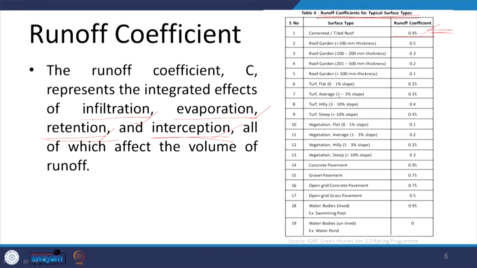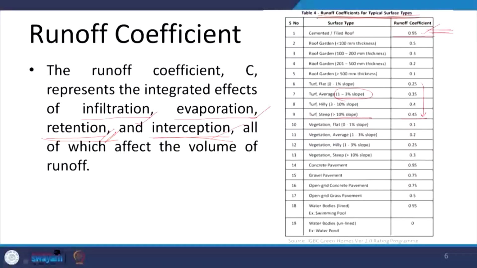surface types. Now, here if you see, we are also talking about the slopes. So, we are talking about the retention capacity. The steeper the slope is, higher is the runoff coefficient. So, if we have a turf which is steep, we can see that it increases from a flat turf to a steep turf, and the runoff increases, which is a commonly seen and understood phenomenon as well. But we know that around 45% of the water, the precipitation, will actually run off.